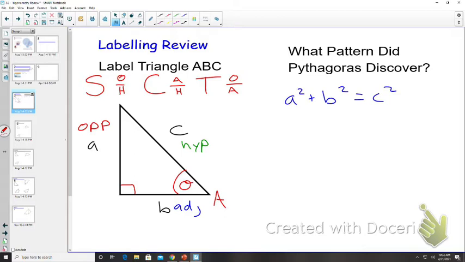Okay, but yeah, so if we know the opposite side and we know the hypotenuse, then we're going to use the sine to find the degree of our angle. That's just going to be the function we use. If we know the adjacent and the hypotenuse, then we're going to use cosine. And if we know the opposite and the adjacent, then we're going to use tangent.